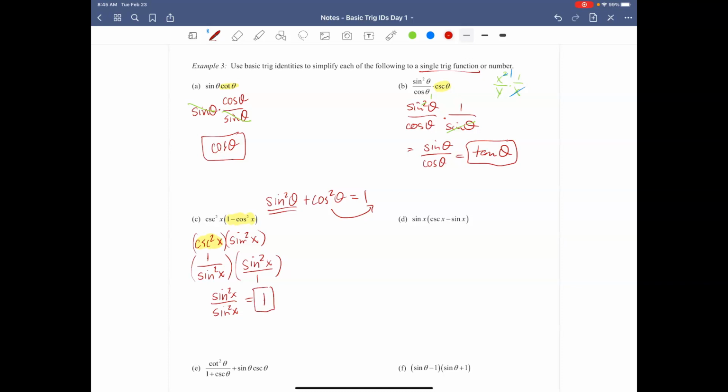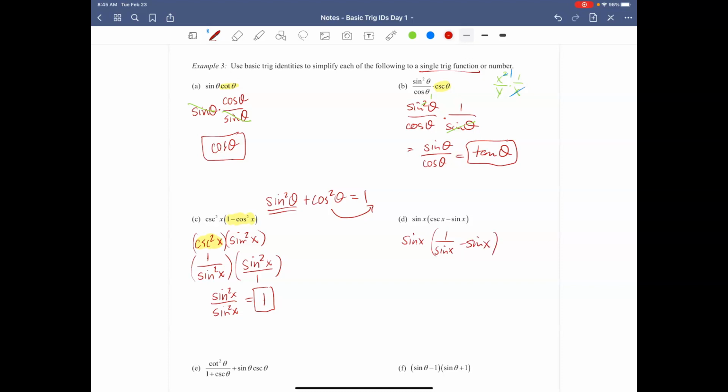In letter D, I see that I have sine x multiplied by cosecant x minus sine of x. Notice here that we have two things that are in terms of sine of x, which means that if we can, we want to try to write cosecant x in terms of sine x. And we know that we can do that because these two things are reciprocals. And so if we change cosecant x to 1 over sine x, we can do that by a reciprocal identity. Everything else will just multiply down.